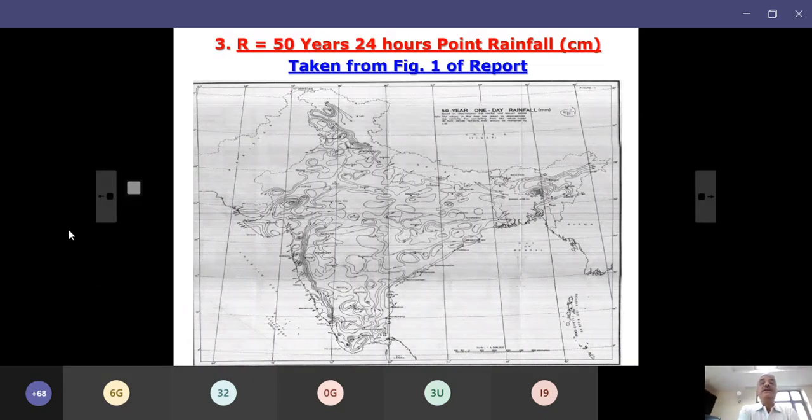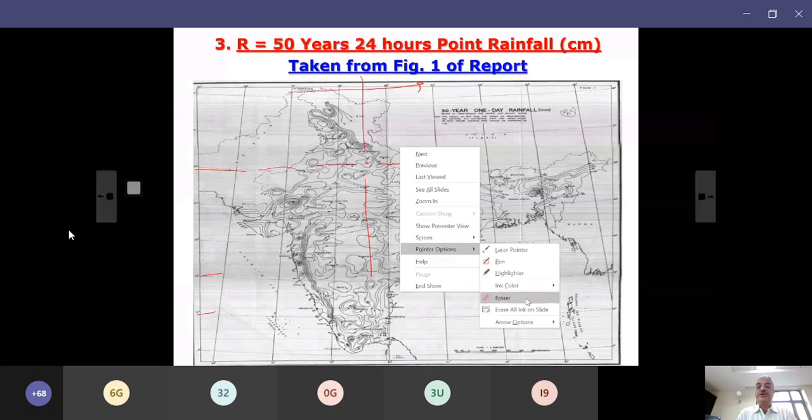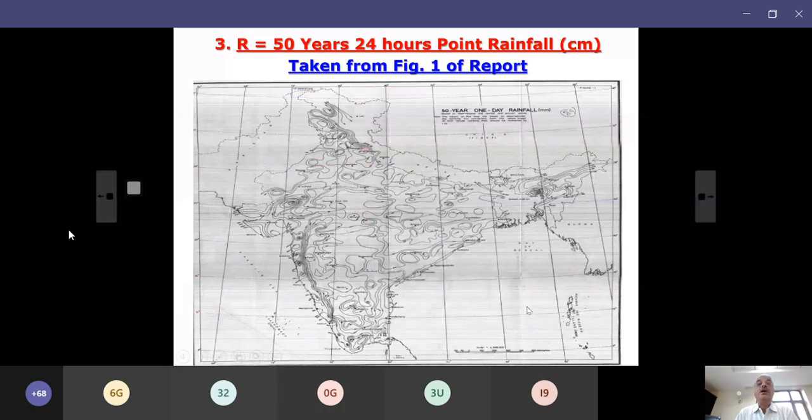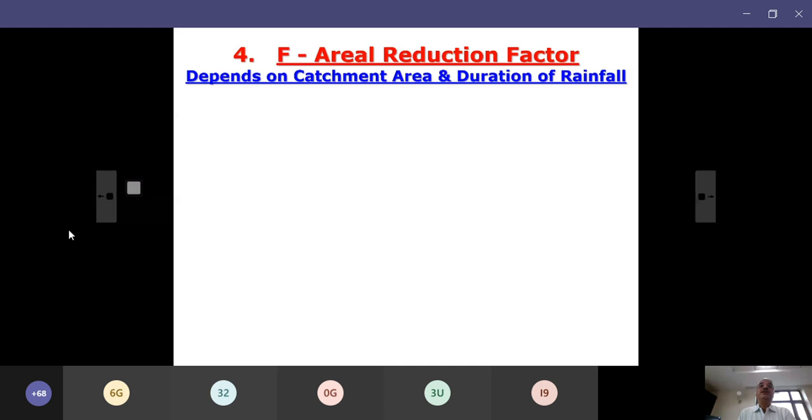Here you can see there are longitudes 60, 70, 80 like that. And this side is latitudes. So for your bridge, you draw the lines and wherever your bridge is there, for that location, you calculate your R50, 24. And what is F?